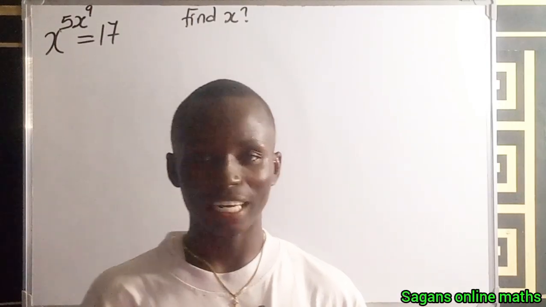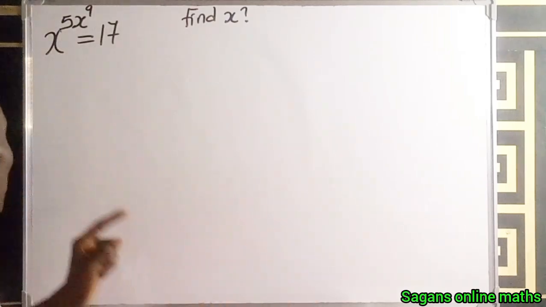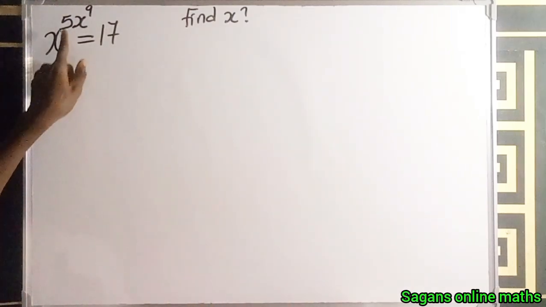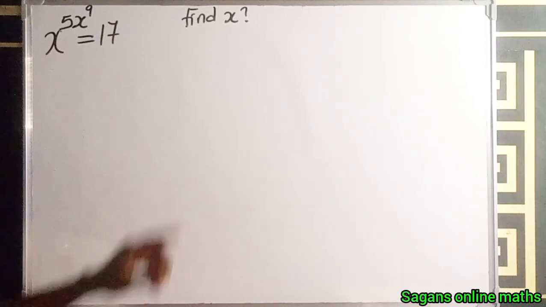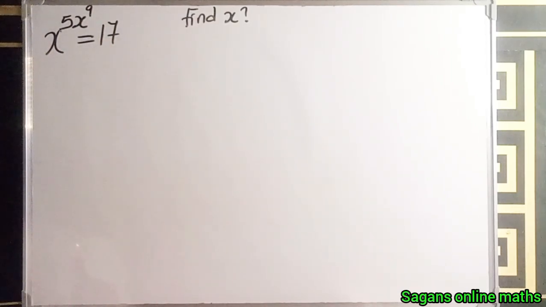Let's solve this question together. Now look at what we are given. We are given that x to the power of 5 multiplied by x to the power of 9 is equal to 17. We are asked to look for the value of x.